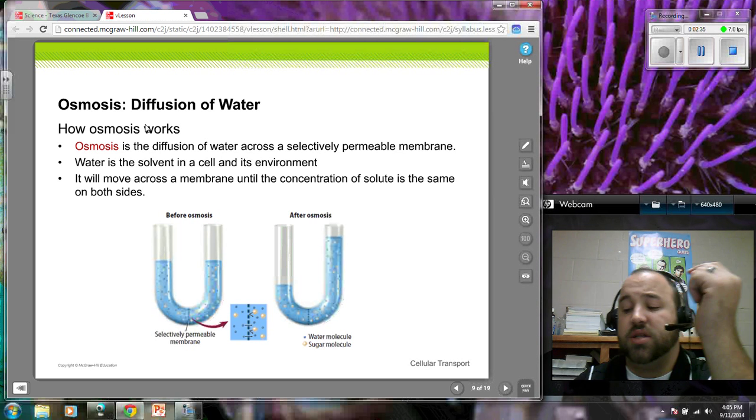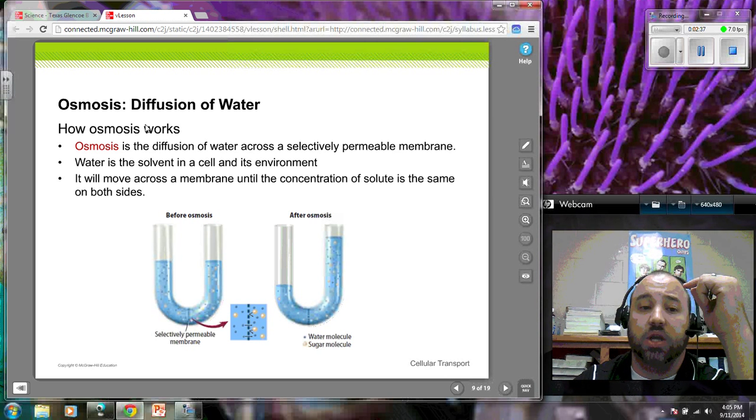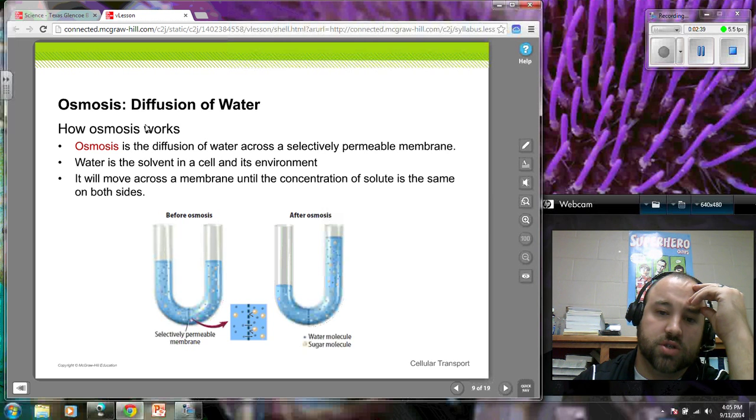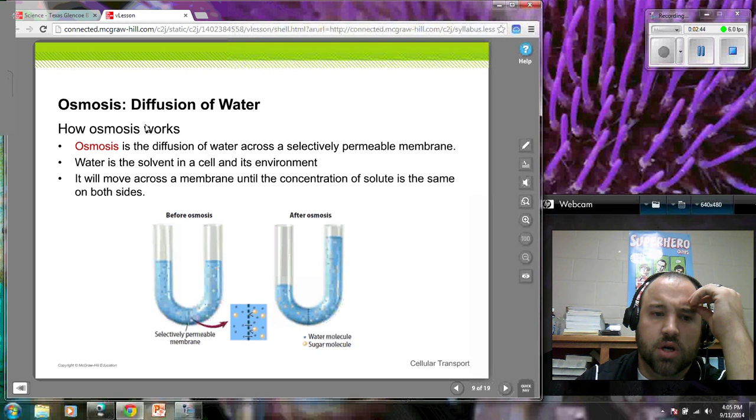We'll try to have a dialysis lab where you see dialysis working like that. We'll probably use some eggshells to show it. It's pretty cool stuff to do. We'll figure it out next week.